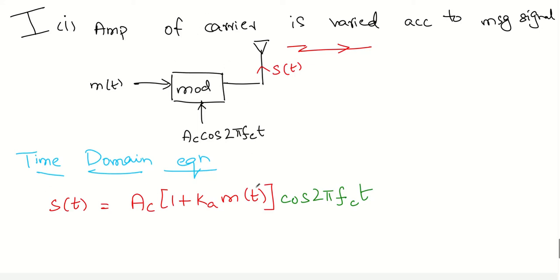Now notice how initially the carrier was just Ac into cos 2 pi fc t. After modulation, the carrier has become Ac into 1 plus Ka m of t. Now the amplitude is actually dependent on our message signal. So our message signal is influencing the amplitude of the carrier. It is changing the amplitude of the carrier, where Ka is known as the amplitude sensitivity of the medium.